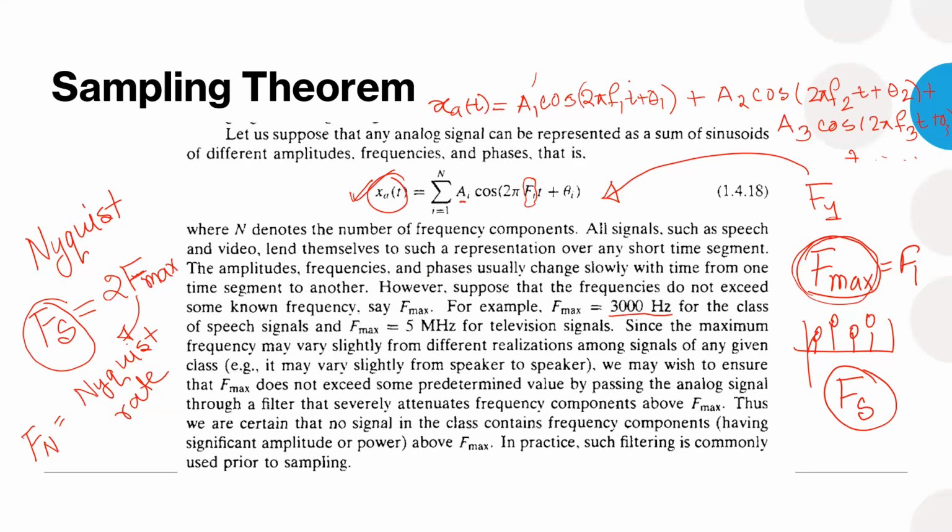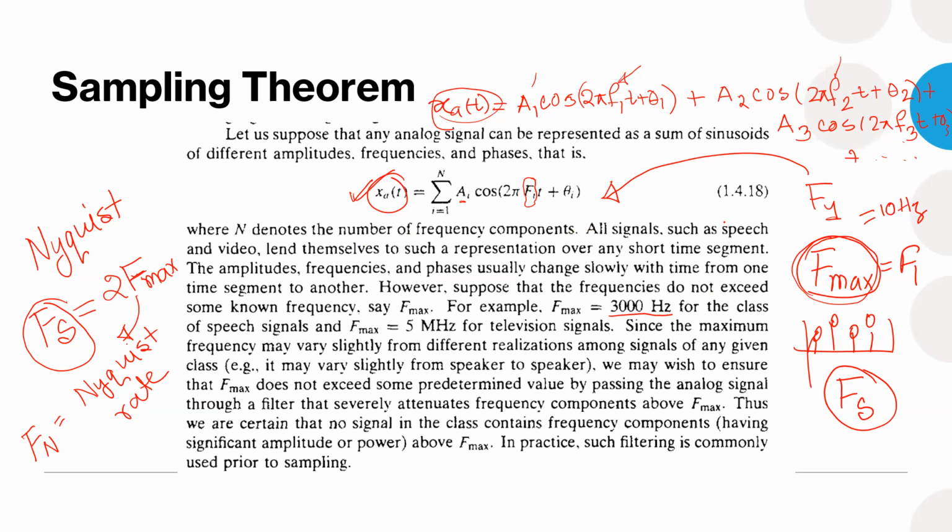So say, for example, this frequency is 2 hertz, this is 6 hertz, this is 10 hertz. So what is the maximum frequency of the signal x(t)? 10 hertz. So if F maximum is equal to 10 hertz, then the sampling frequency should be equal to 20 hertz or greater than 20 hertz. Here n denotes the number of frequency components.